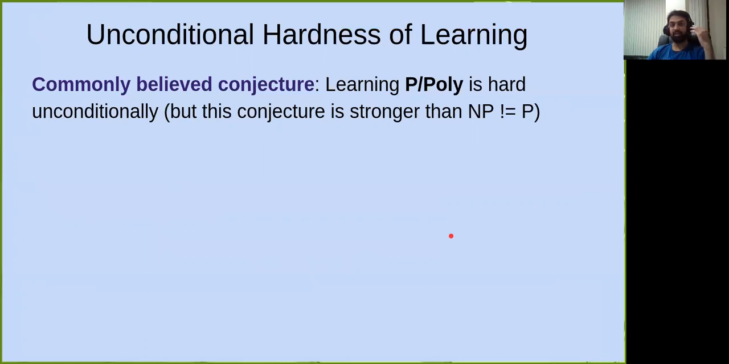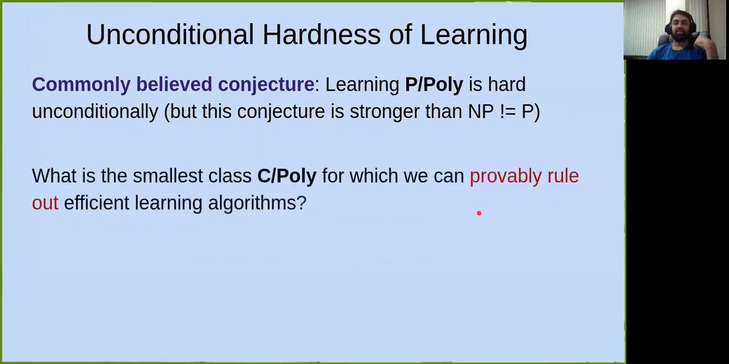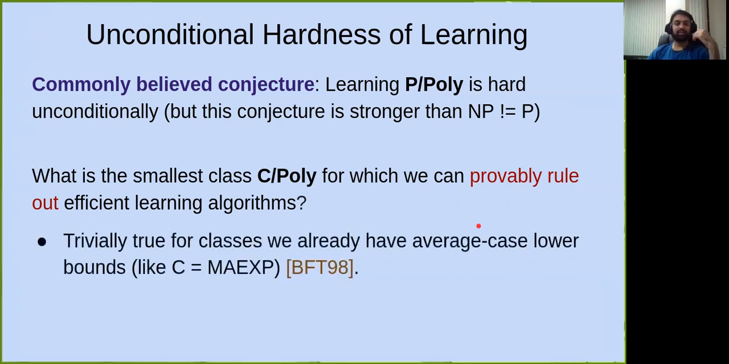Our first result is about unconditional hardness of learning. A commonly believed conjecture is that learning P/poly is hard unconditionally. But of course, this has been very difficult to show since this conjecture is much stronger than separating NP from P. So we ask the question: what is the smallest class C/poly for which we can provably rule out efficient learning algorithms? An important caveat to keep in mind is that for classes like MAEXP, which is Merlin-Arthur exponential time, we already have very strong average case lower bounds, and thus this trivially rules out efficient learning algorithms. The average case lower bounds are against polysize circuits.